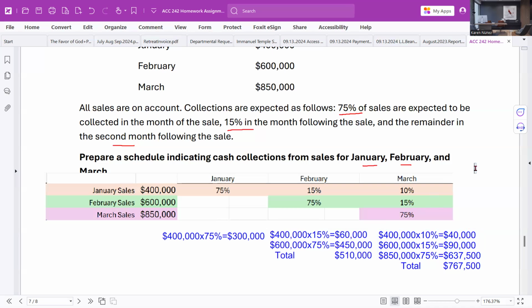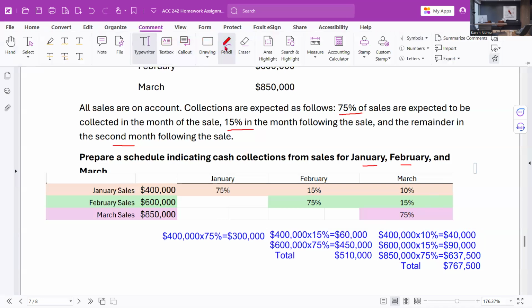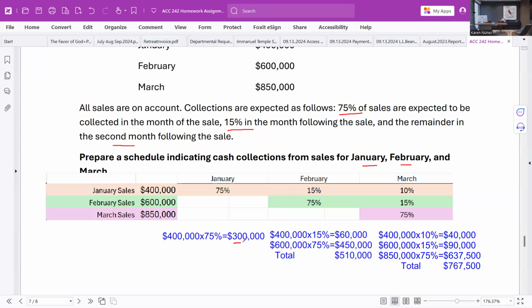That's what it looks like. Those are the collections that we're going to see in the respective months, right? So 300,000 is what we're going to collect on in January. 510,000 is what we're going to be collecting on in the month of February. And 767,500 is what we're going to be collecting on in the month of March. And those are our collections.